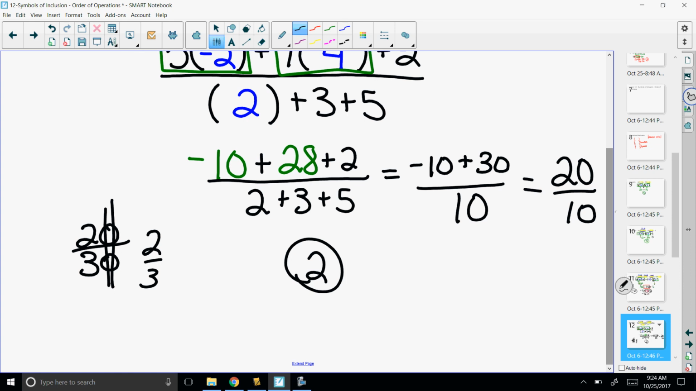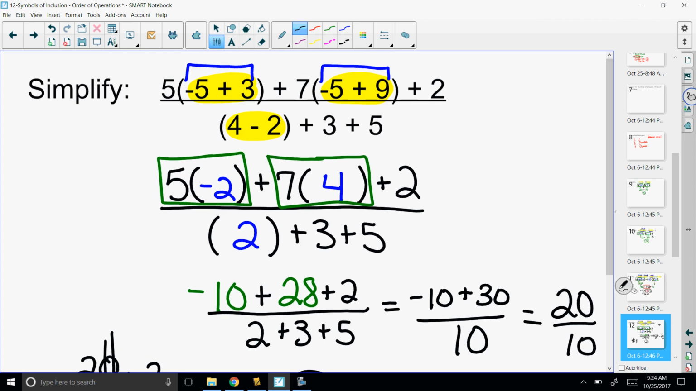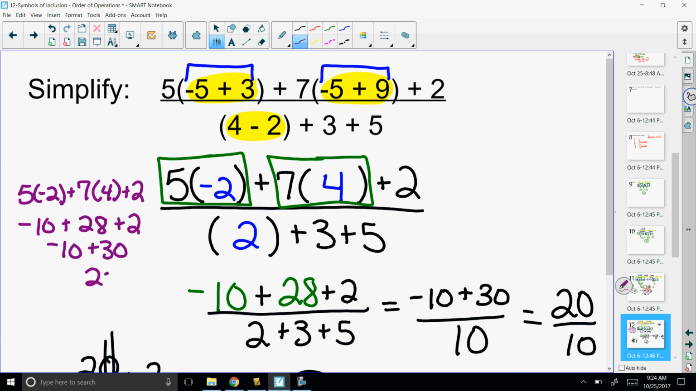Still do parentheses, but remember you're going to simplify the numerator and simplify the denominator. Now you have to be careful organizing yourself because some people simplify the numerator and they come off over to the side and then they go, oh, that's 5 times negative 2 plus 7 times 4 plus 2. And then they say that's negative 10 plus 28 plus 2. And then negative 10 plus 30. And then they go to 20. And they say they're done with the problem.